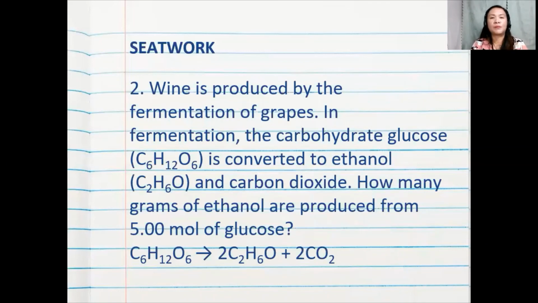Number 2, wine is produced by the fermentation of grapes. In fermentation, the carbohydrate glucose, that's C6H12O6, is converted to ethanol, which is C2H6O, and carbon dioxide. How many grams of ethanol are produced from 5 moles of glucose? So that will be C6H12O6 will form 2 ethanol or C2H6O plus 2 carbon dioxide.